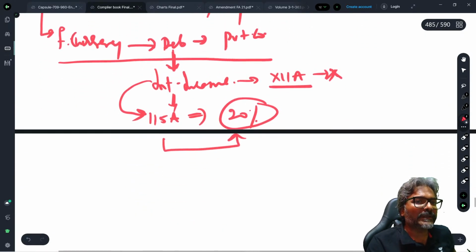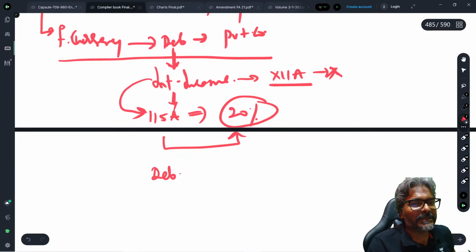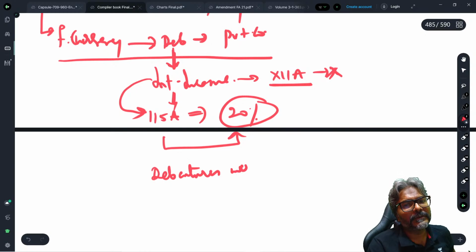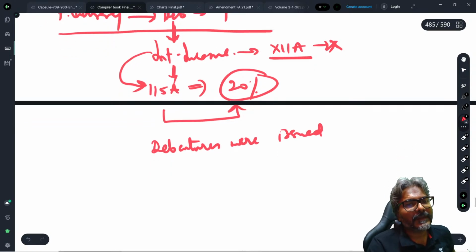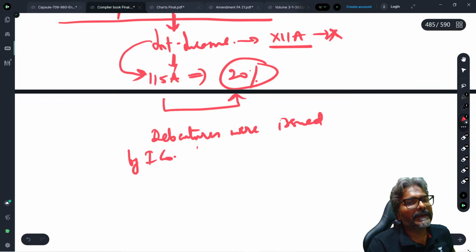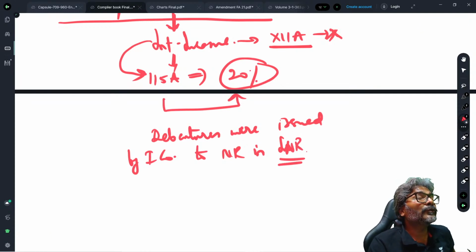Now in one more attempt, students, what they have done is that the investment in debentures were issued by an Indian company to a non-resident in INR. Meaning thereby the non-resident has not used the foreign currency to make the investment in the debentures in India. So if the non-resident has not used the foreign currency to make the investment in India, students, it doesn't matter, Abhishek, listed or unlisted has got no relevance. The debentures were issued by an Indian company to a non-resident in INR, students.